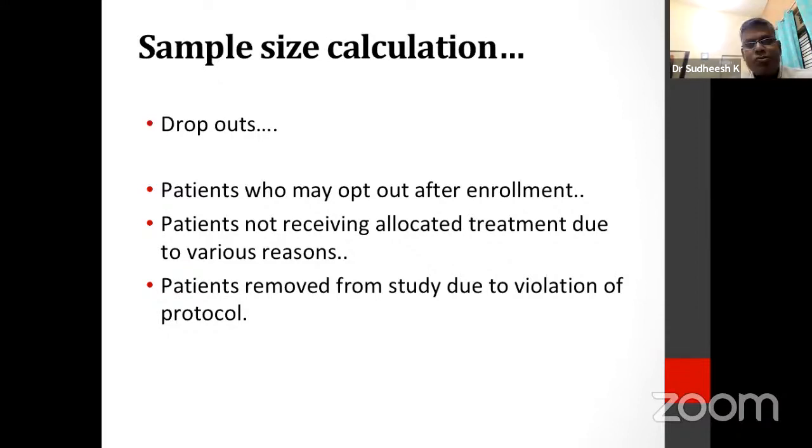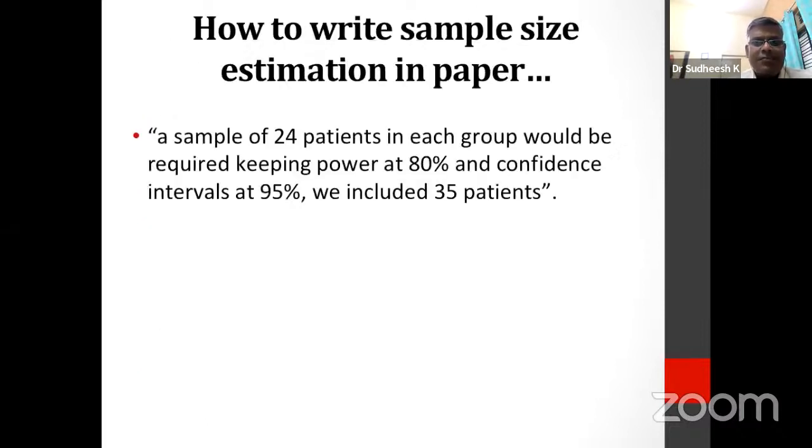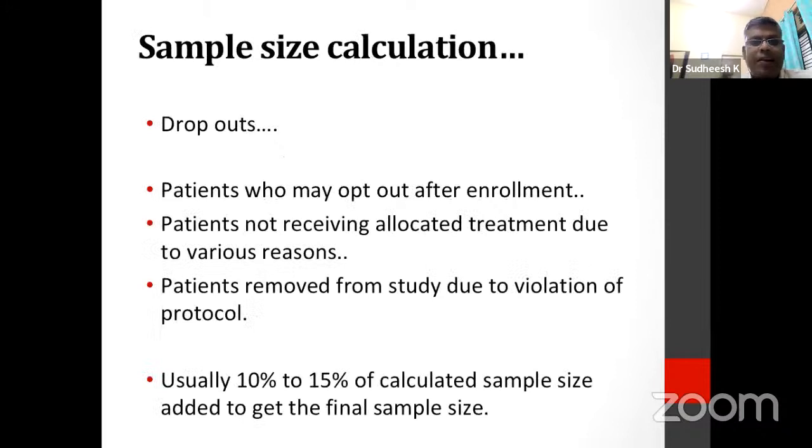Now you have to compensate for that so that these things will not affect the final results. Therefore, you add another 10 to 15% of your total calculated sample size to get the final sample size. Let us say your calculated sample size is 25; you add another 10% of it. 10% of 25 is 2.5. You cannot use 2.5, so you increase it to the next higher integer, which is 3. Therefore, your final sample size will be 28 patients, not 25, because these 3 patients are required to compensate for the dropouts. So your final sample size should contain the calculated sample size plus the dropout compensation.